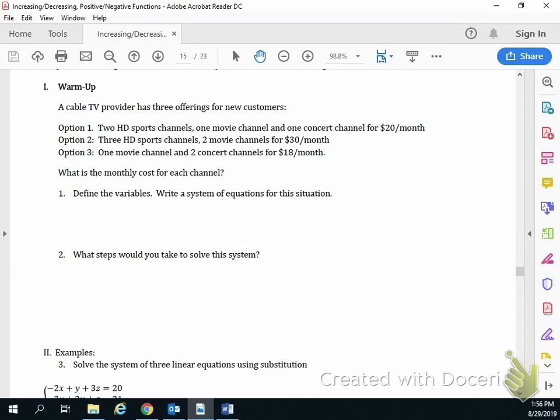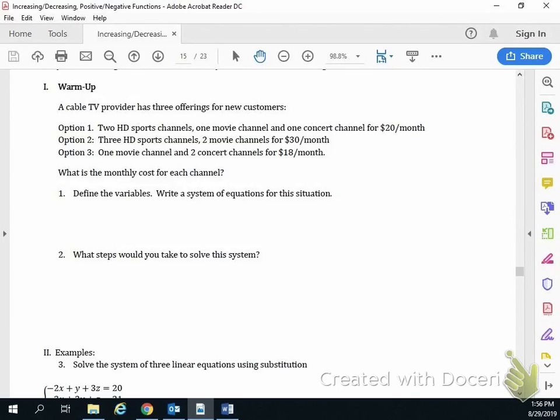Let's first look at the warm-up and kind of what it's talking about, because a big part of this is you will actually have to set up the system of equations. So you'll have to write the equation. Now, looking through it, it says the cable TV provider offers different packages. So option 1: 2 sports channels, 1 movie channel, 1 concert channel for $20 a month, and so on.